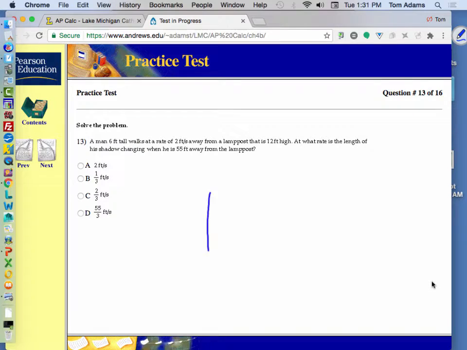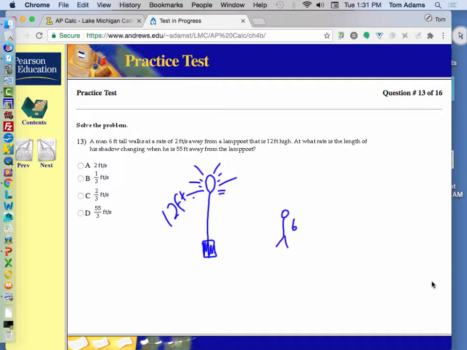So the first thing I'm going to do is draw my little lamppost. A perfectly drawn lamppost. And that thing is 12 feet high. All right, and the man is 6 feet tall, so we'll draw our little guy here. And remember that he's 6 feet tall. And the lamp will cause him to cast a little shadow. Well, we'll do it like this.